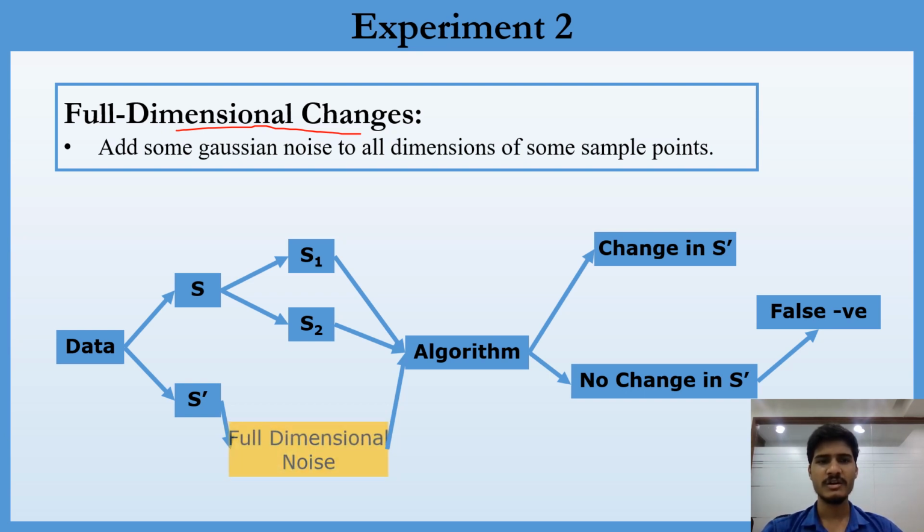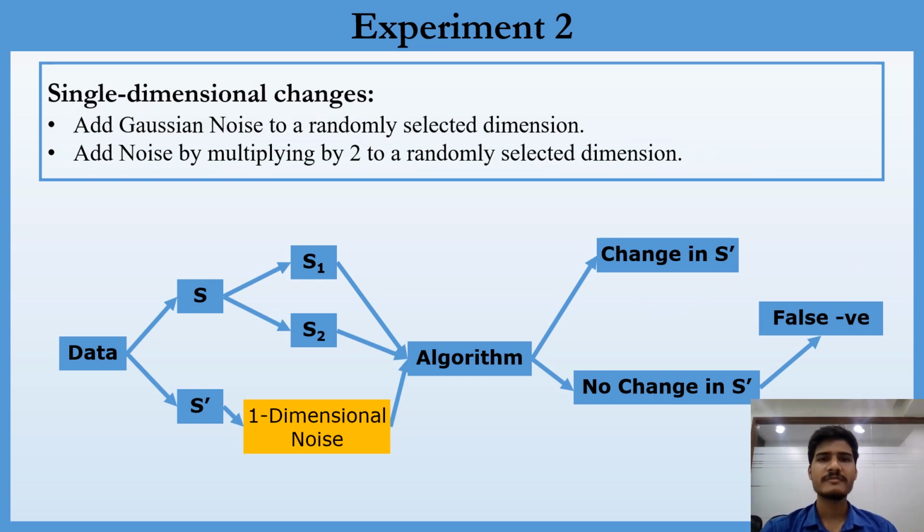So now we modified our S dash and we put all our three data into the algorithm and we count the false negative rate. If there is a change in S dash, it means our algorithm detected a correct result. But if there is no change, then we count the false negative rate.